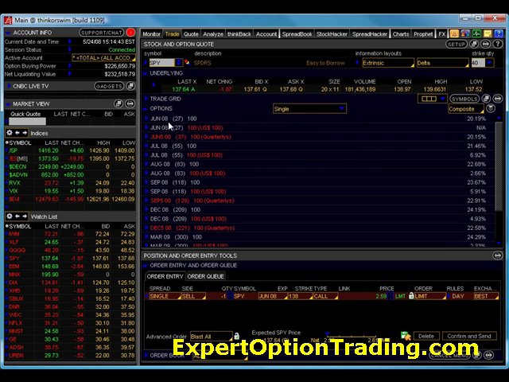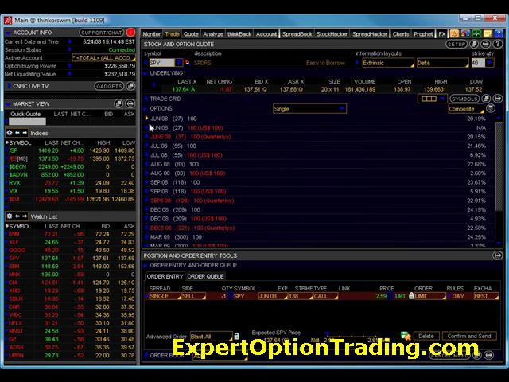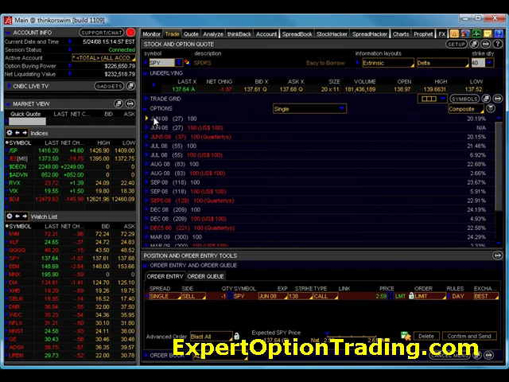The ones that we're interested in, now those aren't weeklies because they have 27 days left too, but the ones we're interested in are the front months. These are called the front months. The very next expiration month is called the front month.